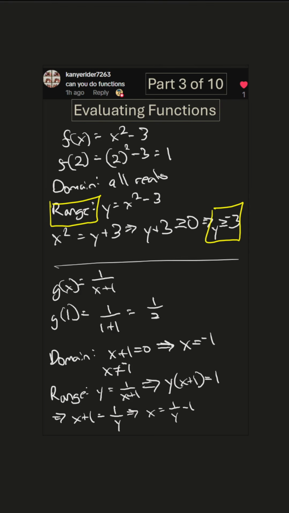Now notice, there's a y in the denominator, and we cannot divide by 0, so y cannot equal 0. And that is our range. We can get any number out of this function except for 0.